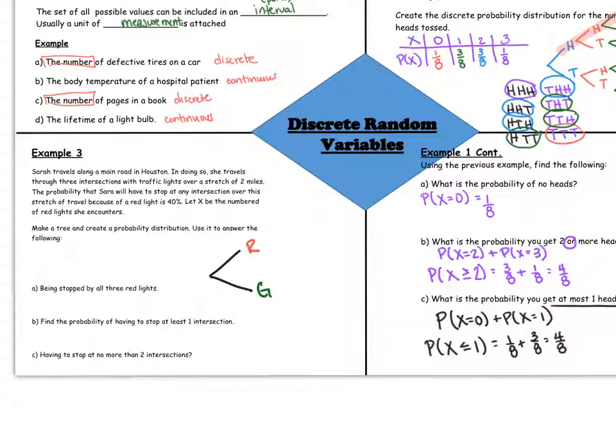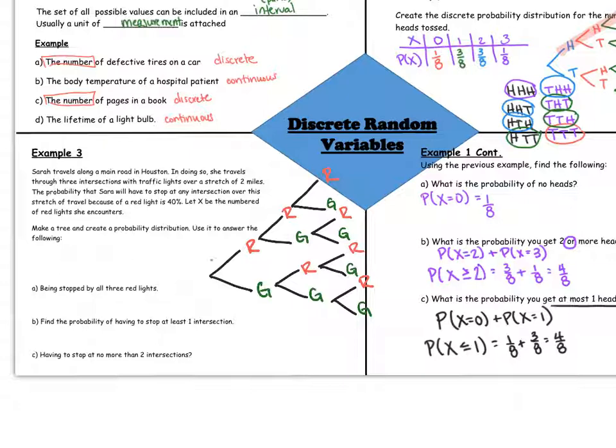So the next intersection can be red or green for both of them, right? And then the third intersection can be red or green again. Now, we know the probability that it is red is 0.4. You could go through this entire table, and wherever you see red, you put 0.4. And wherever you see green, you put 0.6. And you can do it for the entire table.